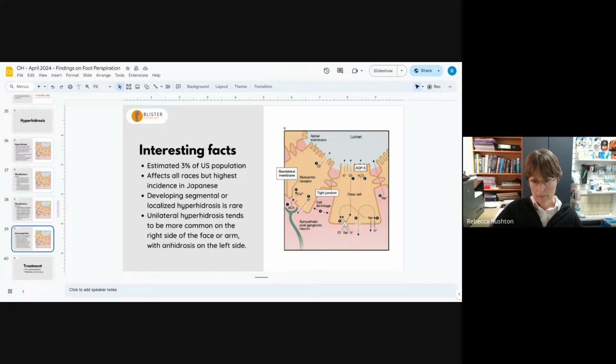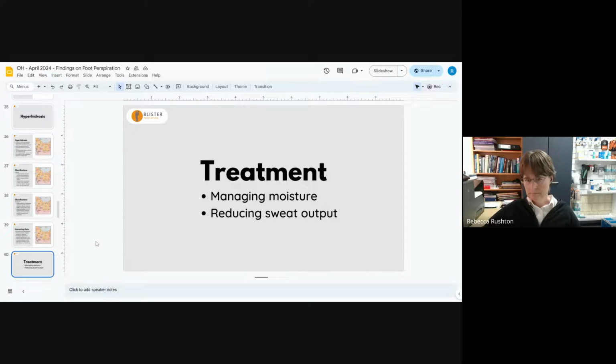A few interesting facts about hyperhidrosis. It's estimated that 3% of the US population suffers with this disorder. It affects all races, but highest incidence is in the Japanese. Developing segmental or localized hyperhidrosis is relatively rare, and the rare cases of unilateral hyperhidrosis tend to be more common on the right side of the face or arm, with anhidrosis on the left side. I thought that was interesting.